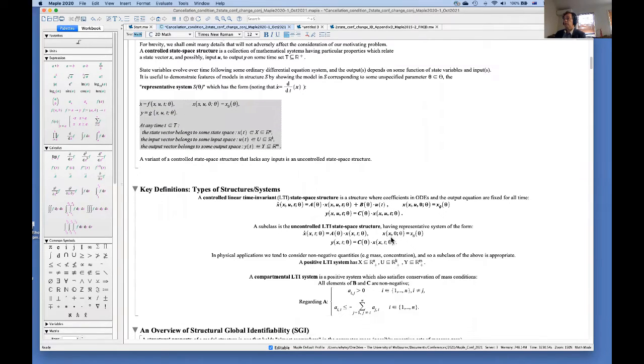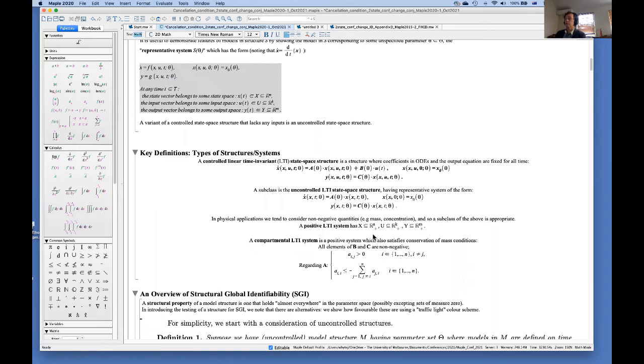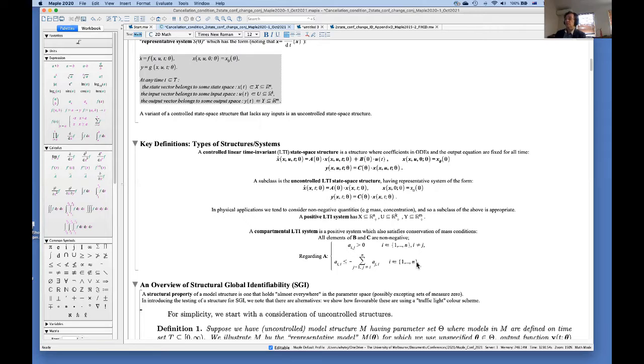For today, we will look at a structure that's based on the uncontrolled linear time invariant structure. So it's this ODE system where you have a matrix multiplied by the state variable, and the output is a linear combination of these state variables. And there's different flavors of that. So you might have positive states and inputs and outputs, as you may have physical systems, and you also have that for the compartmental structures, which I've looked at with chemical networks, where there's conservation of mass, and that imposes certain restrictions on the basic structure.